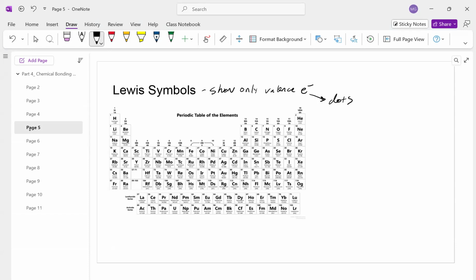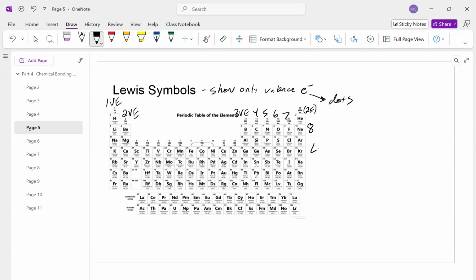Now think back to our periodic trends from our last unit. How can we quickly determine how many valence electrons an atom will have? Well, we're just looking at the columns. Remember, all the first column have one valence electron, then two valence electrons, three valence electrons, four, five, six, seven, and then all the noble gases below helium have eight. Helium is one of those weird ones I'll talk about in a little bit that only has two valence electrons.